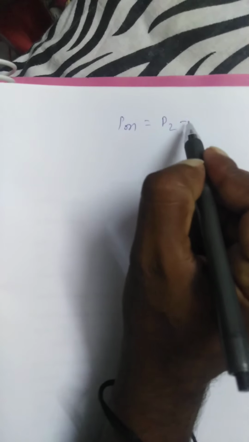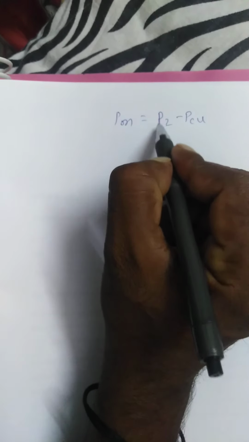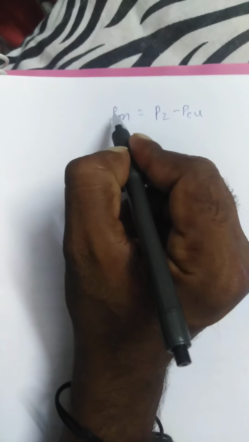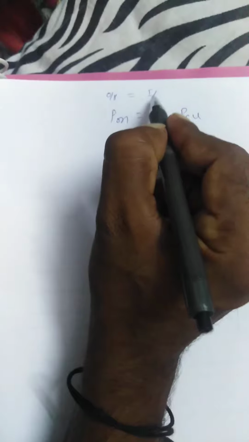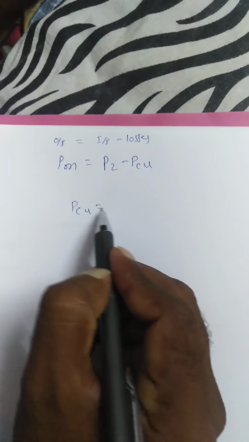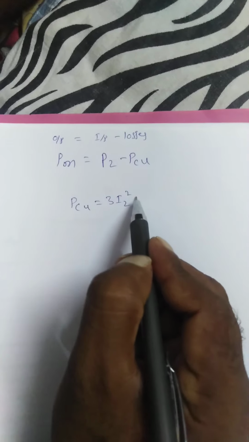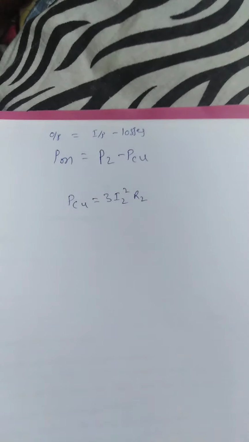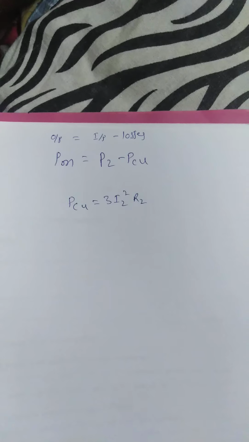So the gross mechanical power developed by the rotor PM equals P2 minus PCU. You can say this PM, the rotor output power, equals the rotor input power minus the losses. Here PCU is the copper losses, 3 I2 square R2.